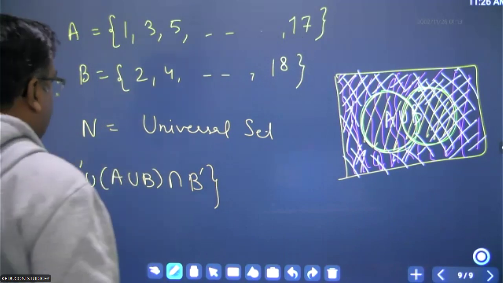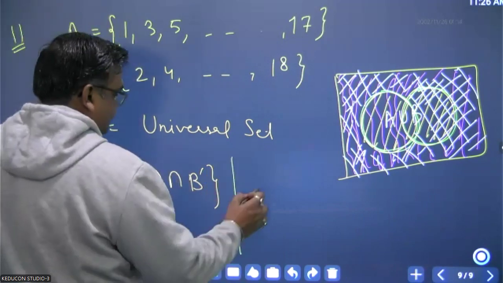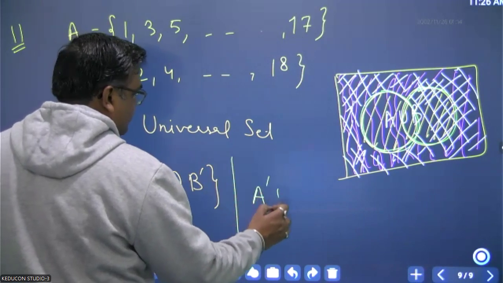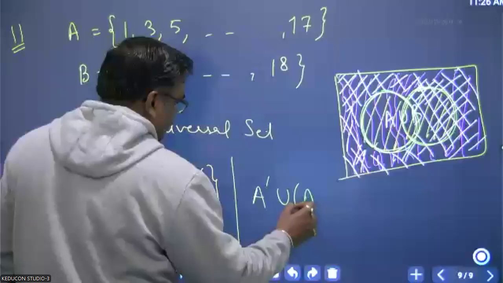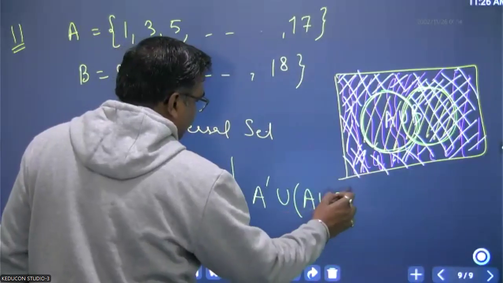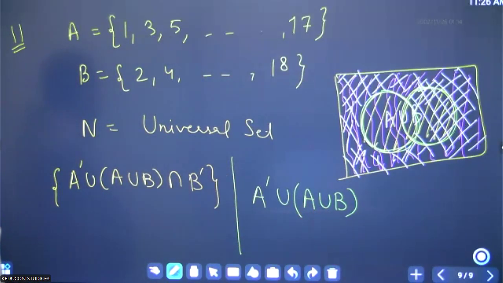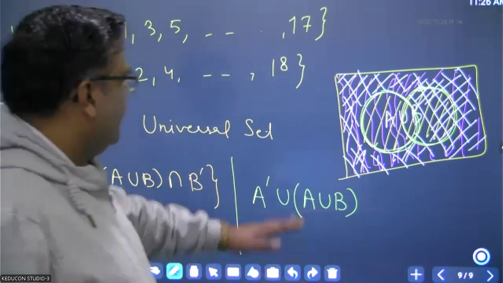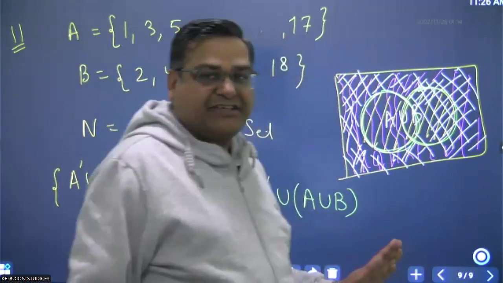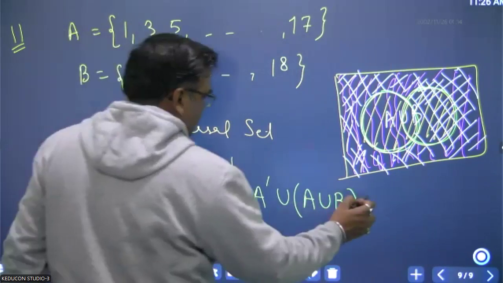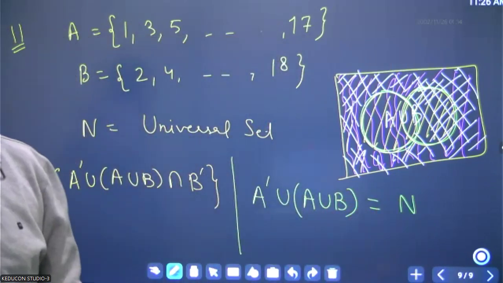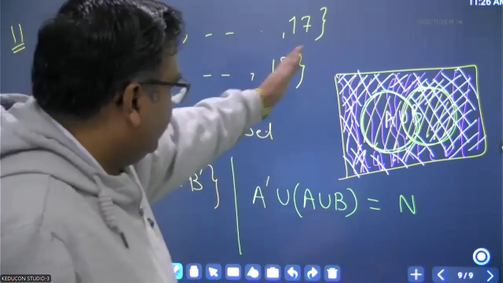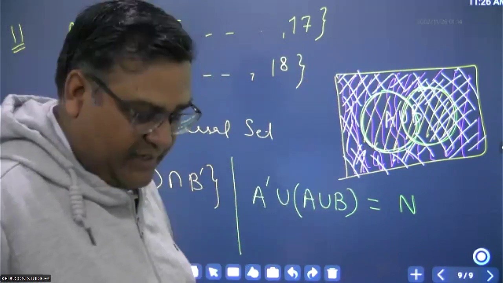देखिए बच्चे, अगर आप A dash union (A union B) लेंगे, if you are taking this thing A union B and A dash, इन सबका जो union होगा, that will be the universal set, and this will become the universal set. Everything else will be covered in this, right?